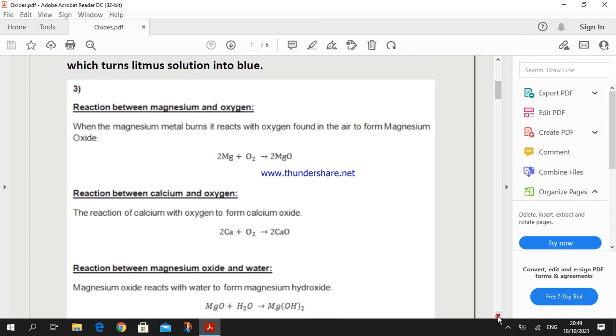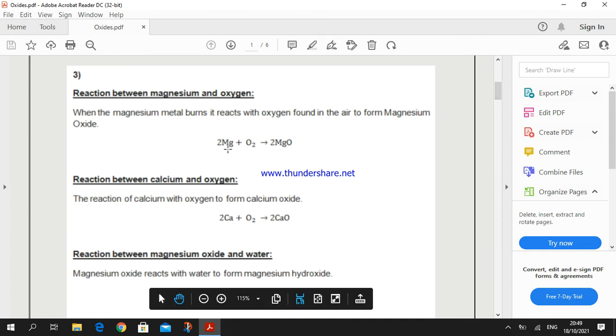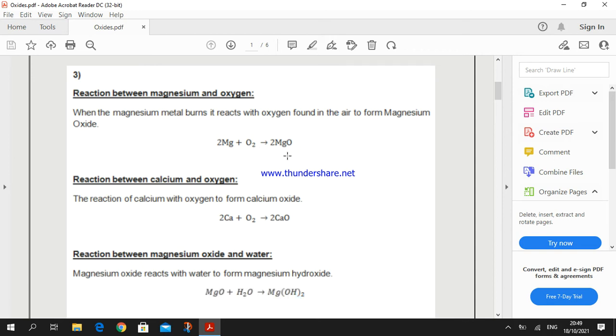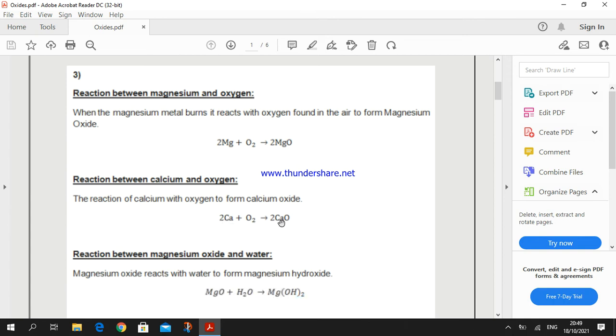The chemical equation in front of you shows the reaction of magnesium element with oxygen, okay? Magnesium ribbon can burn in the presence of oxygen and give us a white powder known as magnesium oxide. The chemical formula of magnesium oxide is MgO, okay? Also calcium, a metal, can react with oxygen, giving us calcium oxide, okay? Magnesium oxide and calcium oxide are metal oxides, okay?